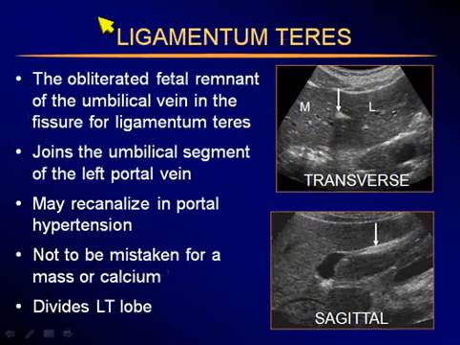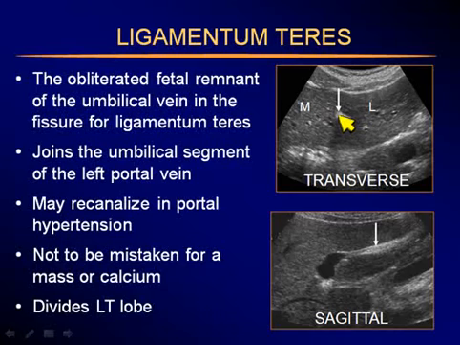Now, since I mentioned ligamentum teres, let's talk about that. Ligamentum teres means round ligament. We have different round ligaments in our body, but this is the round ligament in the liver, which is the obliterated fetal remnant of the umbilical vein. So the fetal umbilical vein, once the fetus is born, there's no need for that vein, so the vein clamps down and becomes almost like a thick fibrous cord located within the fissure for ligamentum teres. So the fissure has a little fat in it. That's what gives us bright reflectivity.